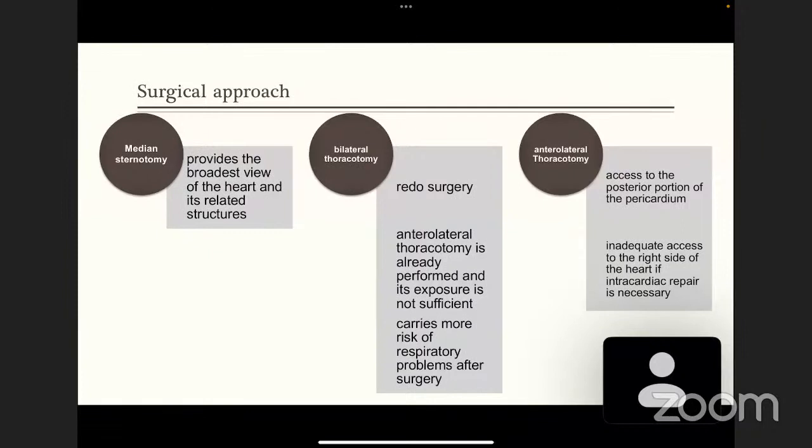The downside of bilateral thoracotomy is that it carries more risk for respiratory problems after the surgery. The last approach would be anterior lateral thoracotomy. It provides good access to the posterior portion of the pericardium. However, when it comes to viewing the right side of the heart, it's not as good. And in case of intracardiac repair, once the pericardium is injured, this is not the preferred approach.